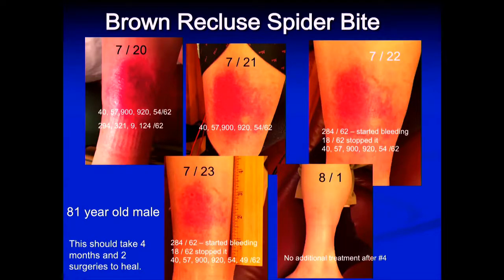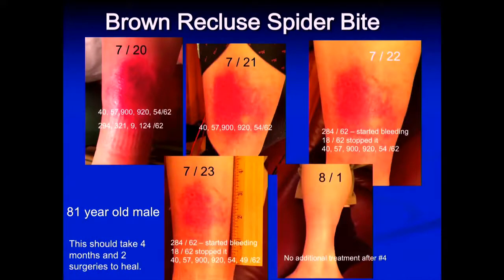So we ran the frequency to dissolve blood clots. And it started bleeding. It turned from dark purple to light, bright red. It's like, wow, that's really cool. And so we ran the frequency to stop the bleeding, 18 and 62. And it turned dark purple again.